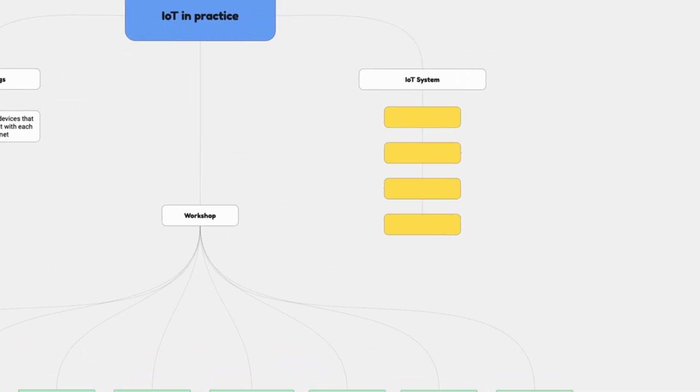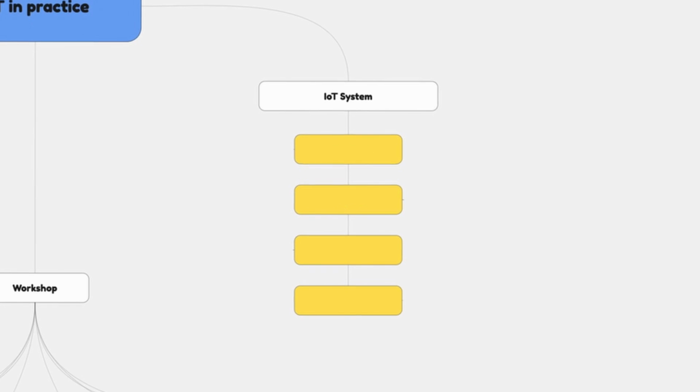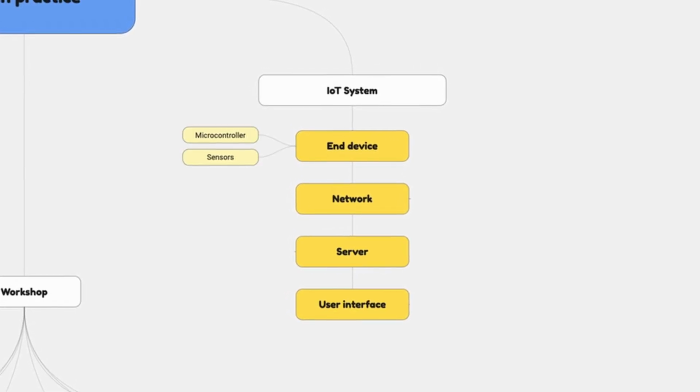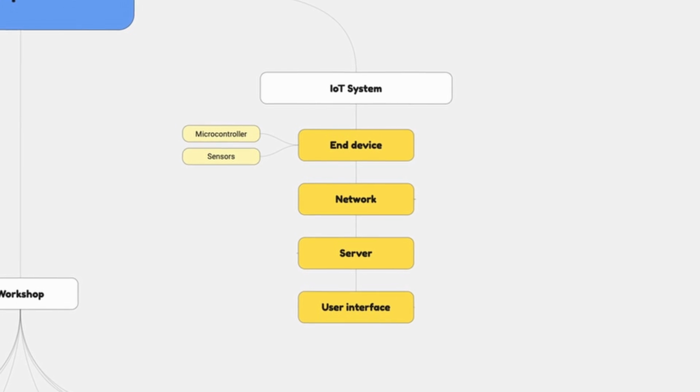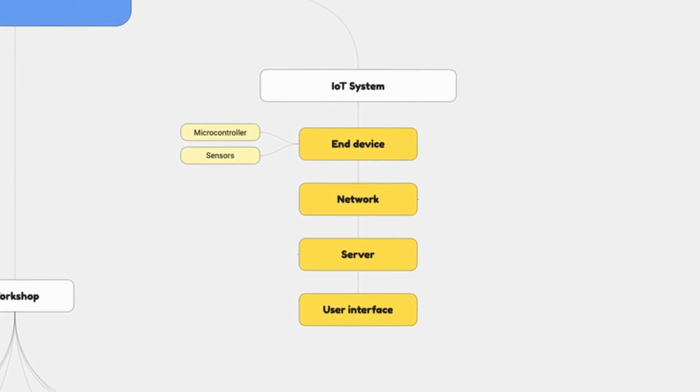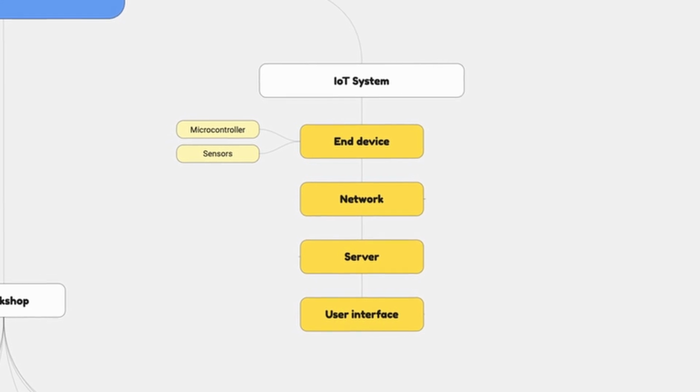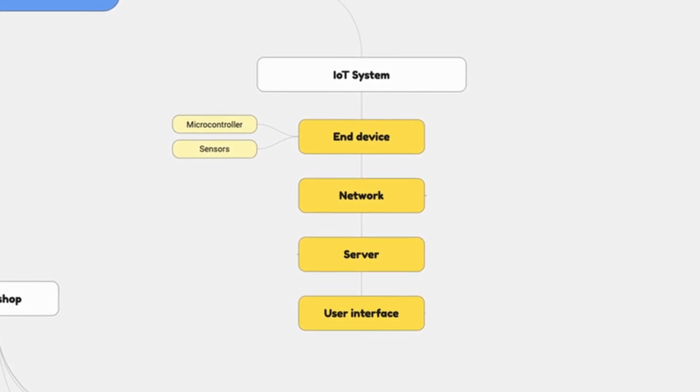An IoT system consists of four basic components: the end device, the network, the server, and the user interface. End devices are, for example, a microcontroller with a sensor. Their tasks are to collect data from the environment, perform preliminary processing, and transmit it further.